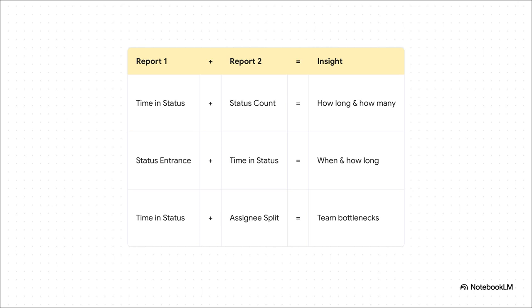Or check out the next one. Layer in the status entrance date, and you can pinpoint the exact day a bottleneck started. And finally, split that data by assignee, and now you can see which team members might be getting overloaded before it becomes a huge problem.